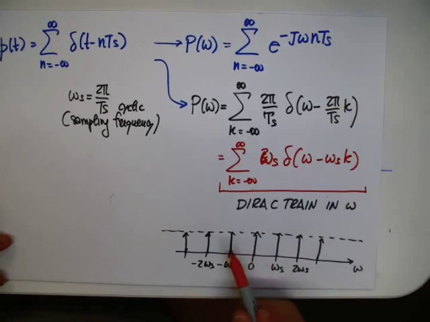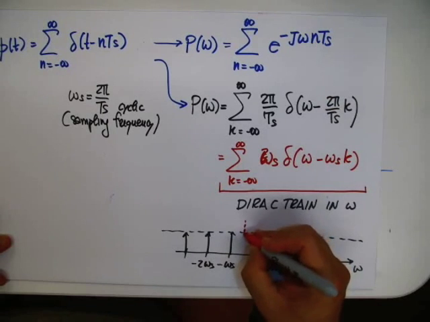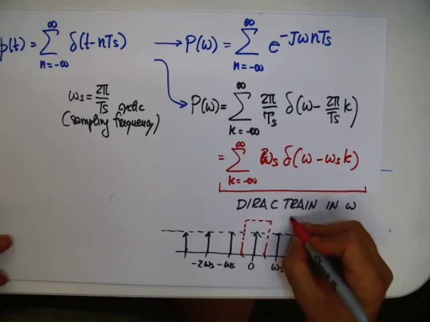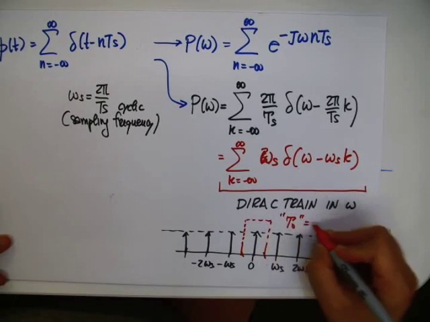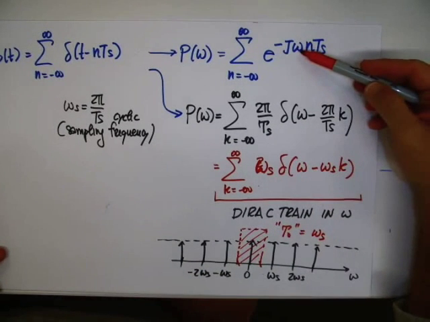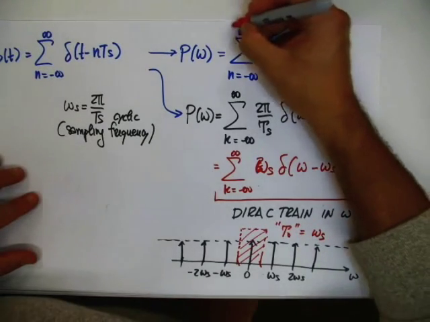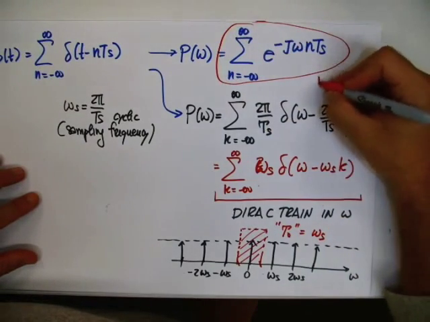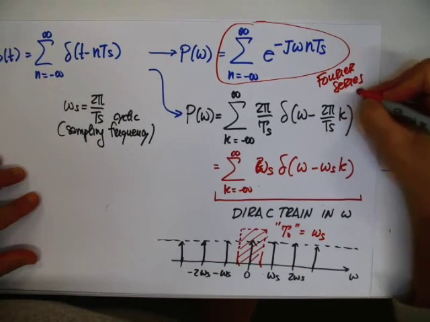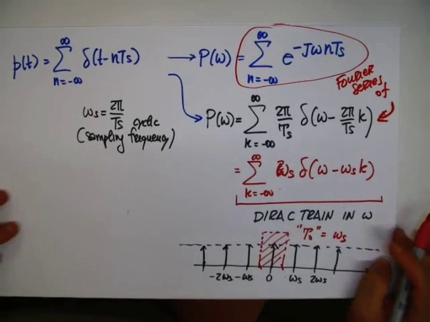Indeed, this Dirac train is a periodic function in omega with the period omega naught equal to omega sub s. So what we have here is simply the Fourier series of this quantity here. So this is the Fourier series of the Dirac train. That's very nice.